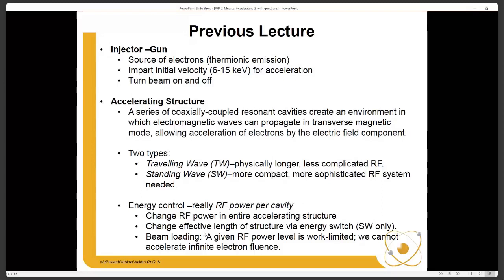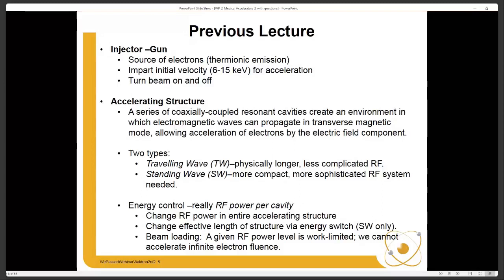One way we can do that is by changing the amount of RF power that we provide into the entire structure. This will increase or decrease the acceleration of the electrons. We can change the effective length of the structure, if we happen to have a standing wave accelerator, by using an energy switch, which effectively turns some length of the structure into a drift tube.